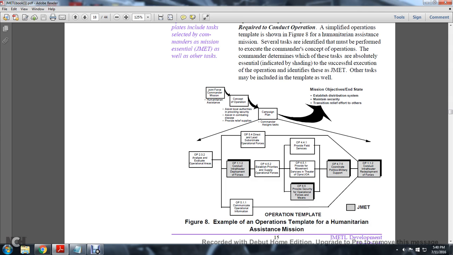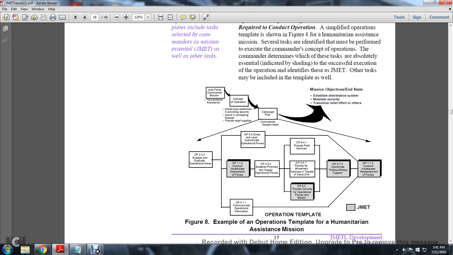The mission objectives from the campaign plan include establishing a distribution system, maintaining security, and transition in relief efforts. Your joint force commander for the humanitarian assistance comes up with the concept of operation: assisting local authorities in providing security, assisting in combating disease, and providing relief supplies to the campaign. This is the whole makeup of the operational template.